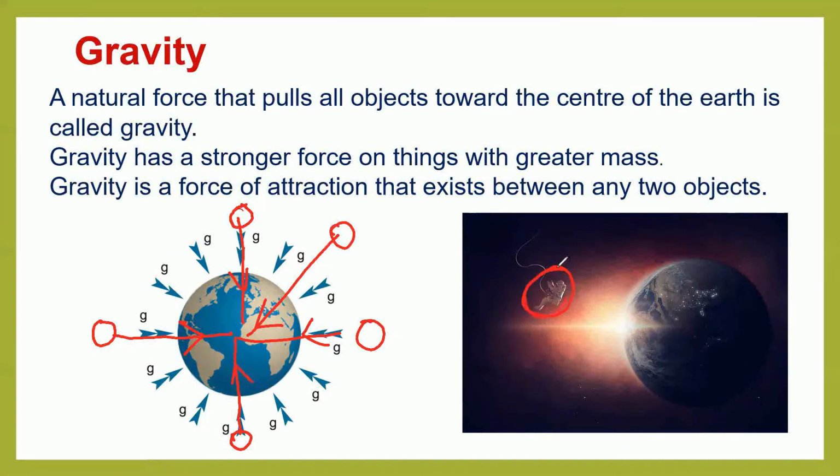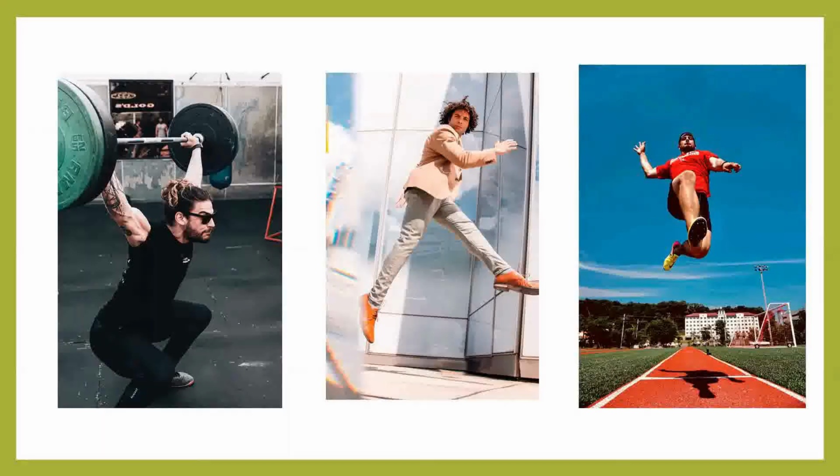If you see this astronaut and the earth, so it's being attracted towards the earth, toward the center of the earth over here. So the gravity is applying force always towards the center. So the gravity is acting towards the center and pulls every object towards itself. As we mentioned earlier, the gravity is acting downward always toward the center.